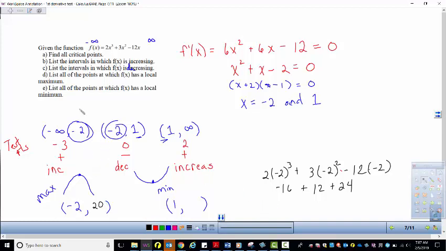The next one is 1. So that's going to give me 2 plus 3 minus 12. So 2 plus 3 is 5, minus 12 is negative 7. So those are my min and my max.